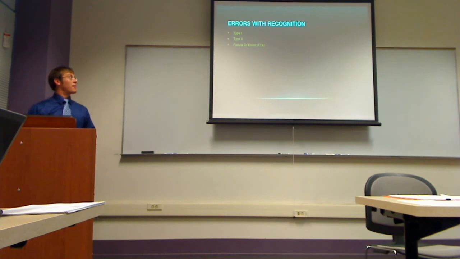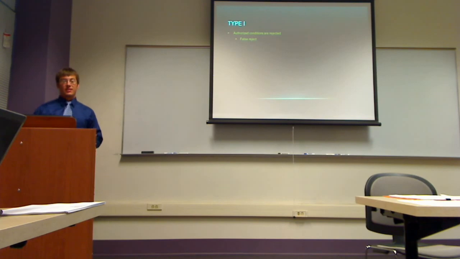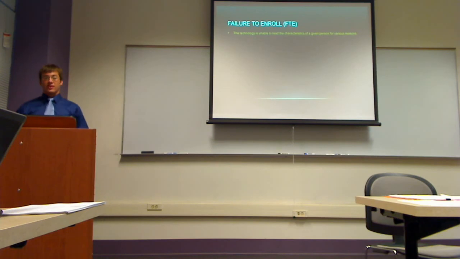There are 3 main types of errors with this recognition, and those are type 1, type 2, and failure to enroll. A type 1 error simply states that authorized conditions are rejected, which is also known as a false reject, meaning that an authorized person is denied access. And on the opposite end is the type 2 error, in which unauthorized conditions are accepted, also known as a false accept. And this is when imposters unrightly gain access to a system. There's also the failure to enroll, in which the technology is unable to read the characteristics of a given person for various reasons.